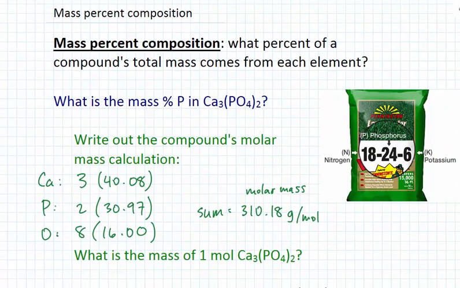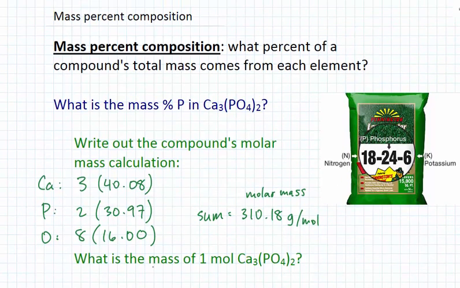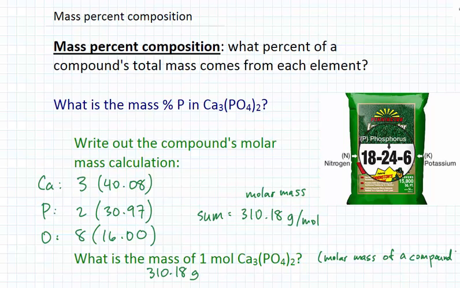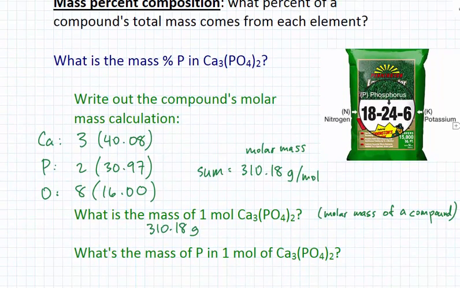So this question should be a fairly easy one then. What is the mass of 1 mole of calcium phosphate? Easy question. Sometimes the questions can be easy. Look at what we just wrote down, 310.18 grams per mole. So what is the mass of 1 mole of calcium phosphate? That's what molar mass is by definition. So 310.18 is the number of grams per 1 mole of calcium phosphate.